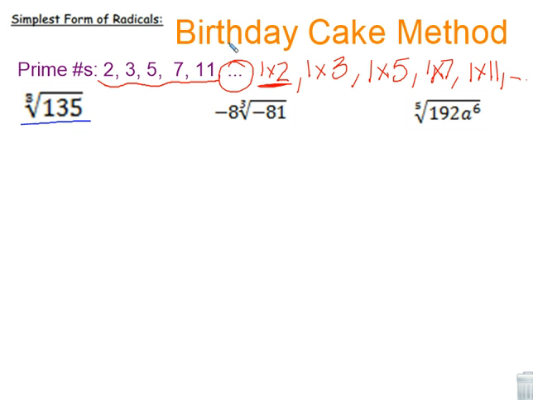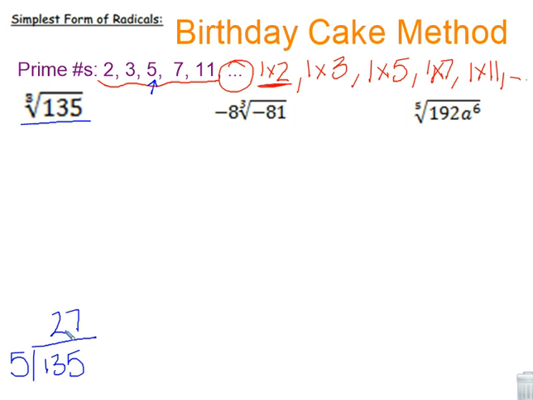How this birthday cake method works is we start with the inside number. In this case it's 135. And we're going to pick a prime number that evenly goes into 135. So just looking at these 5 numbers right here, I can probably guess that 5 goes into 135 because after all 135 ends in a 5, so it should be divisible by 5. So just like a regular division problem, we're going to do 135 divided by 5. Now 5 goes into 135 27 times.